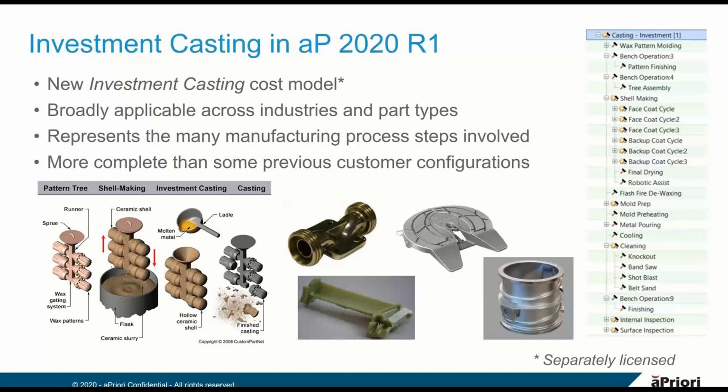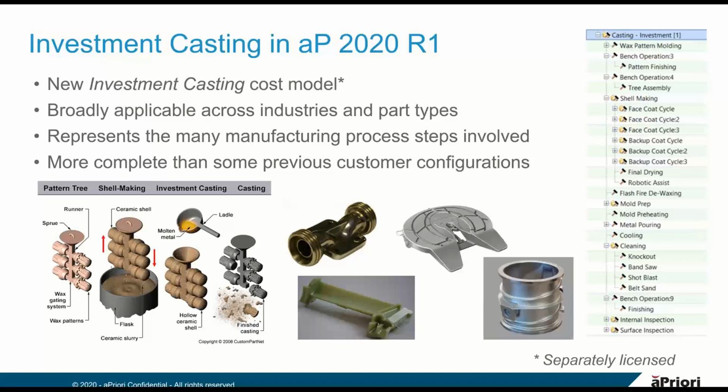So conceptually, it's not a difficult thing to understand, but in practice, there are many detailed process steps involved in manufacturing a part by investment casting, and we strove to make our cost model very complete and automated and mechanistic. So as you'll see on the right here, my screen shows all the steps included in our routing and investment casting. If I counted correctly, there are 18 required process steps, as well as several optional ones.